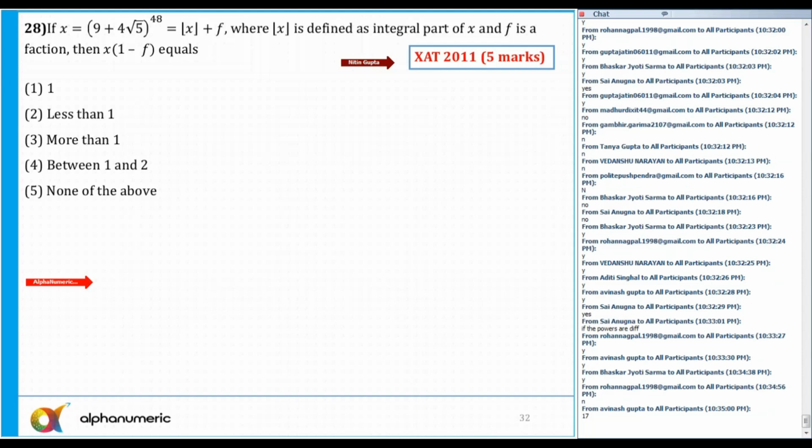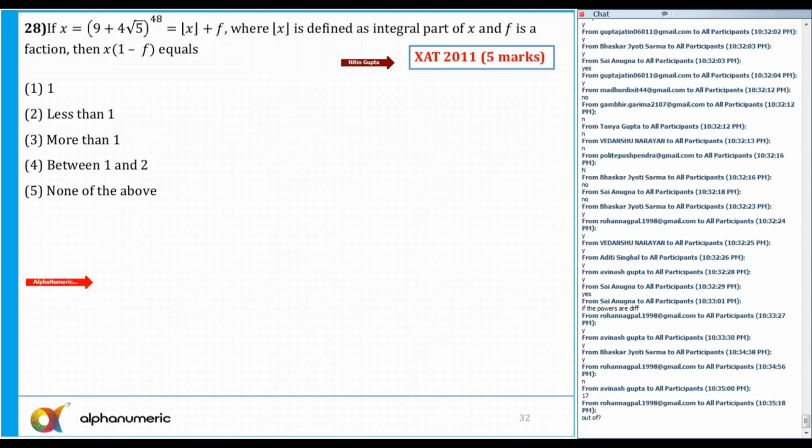For getting a call from XLRI HR or XLRI DM, maybe 8 or 9 or 7 marks. So to get 7 marks, we just need to solve 2 questions of 5 marks each. Within 1 hour, you only had to solve 2 questions and you can get it, out of maybe 25 questions of quant in that year. The paper was very tough in that particular year, and this is an IIT level question actually.